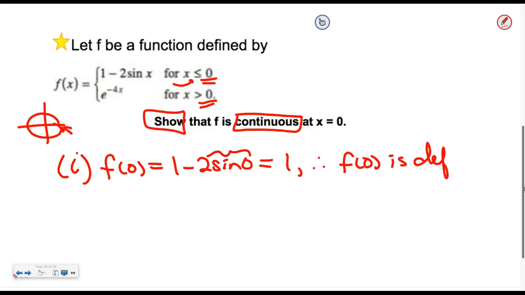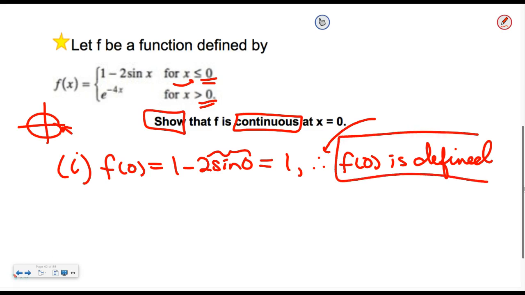Oh, by the way, this is the mathematical notation for therefore. It's universally accepted, so you don't need to write the word if you don't want to. It's like a triangle made out of dots. I don't know if I've told you that before. But what I'm doing right now is saying f of 0 is defined. All right, we've got that.